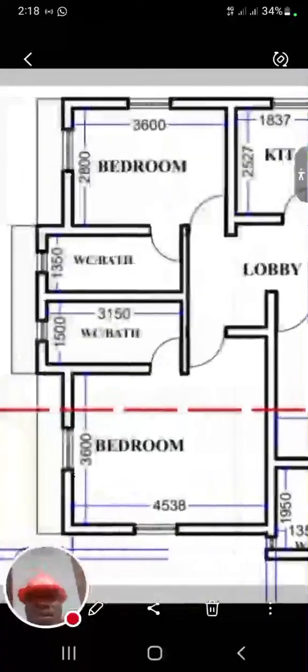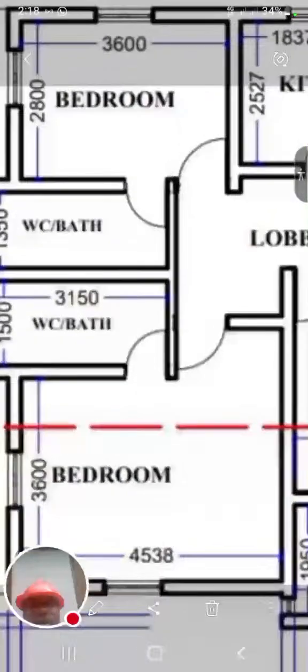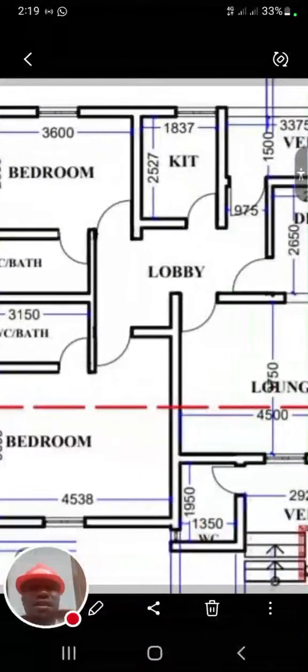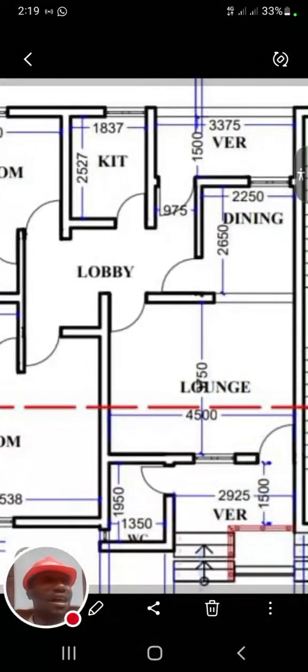Okay, all right. You can equally say that this bedroom is 3,600 millimeter by 4,538 millimeter, which is also 3.6 meters by 4.538 meters. Okay, so the same thing. So you have to check it very well, check the dimensions and calculate it and know whether there is any error before you carry your plan to the field.